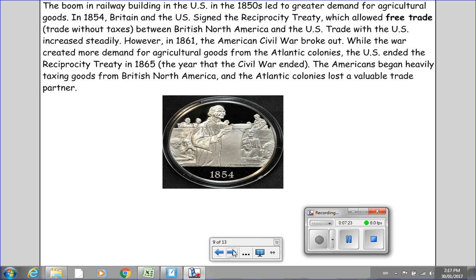However, in 1861, the American Civil War broke out. While the war created more demand for agricultural goods from the Atlantic colonies, the U.S. ended the Reciprocity Treaty in 1865, the year that the Civil War ended. The Americans began heavily taxing goods from British North America, and the Atlantic colonies lost a valuable trade partner.